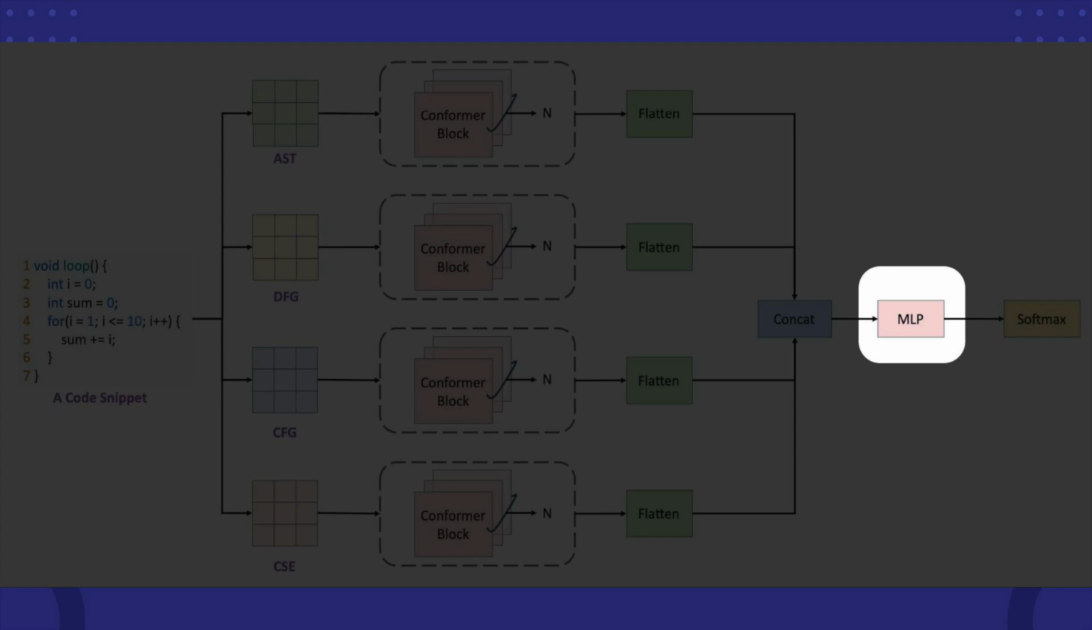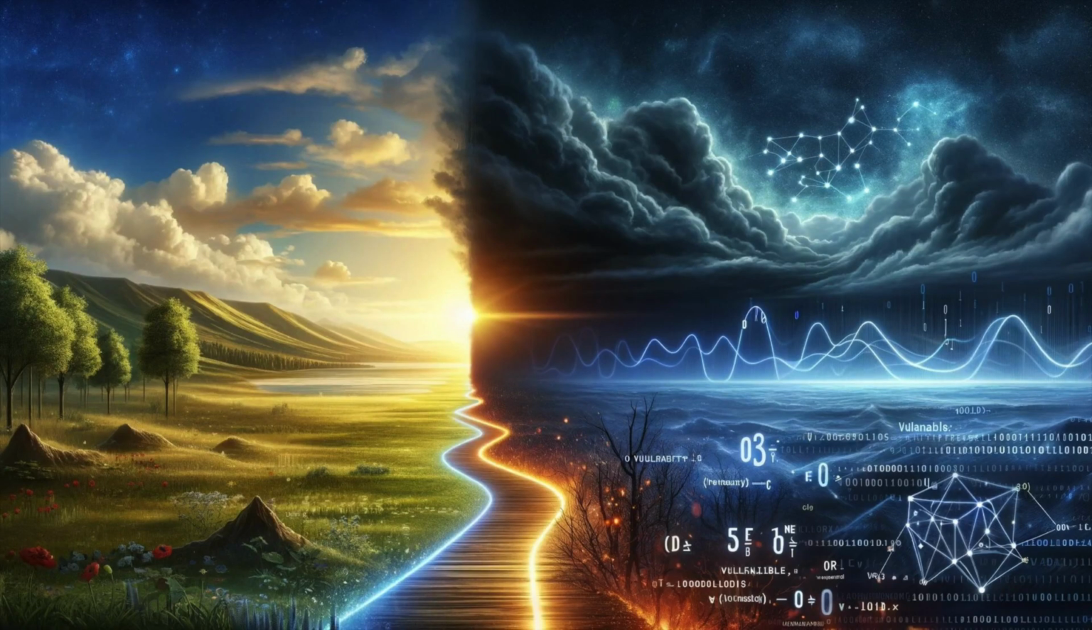The MLP is a type of neural network that can learn a nonlinear function between the input and output, which is essential for distinguishing between vulnerable and non-vulnerable code patterns. Finally, the MLP output is fed into a softmax function, which classifies the input as either containing a vulnerability or not. The softmax function outputs probabilities, effectively assigning a likelihood to the potential presence of vulnerabilities in the code snippet.